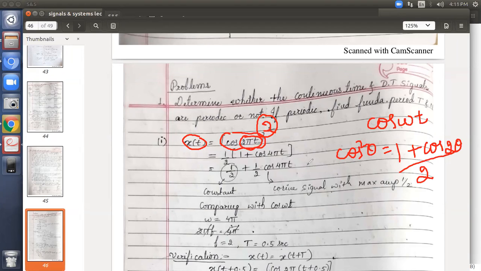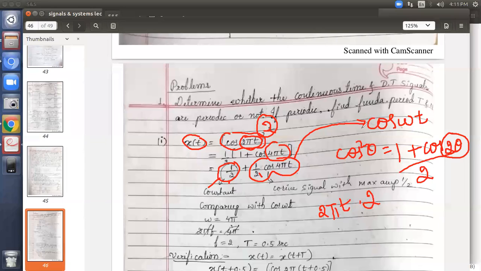It will be half; I have taken it outside. 1 plus cos of double the theta value. Theta is 2 pi t, into double it: 2 into 2, 4 pi t. So if you simplify, you will get half plus half cos 4 pi t. Out of this, this is one constant value. Forget about this. We are now interested in this.